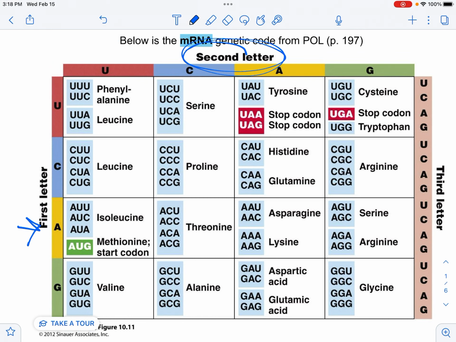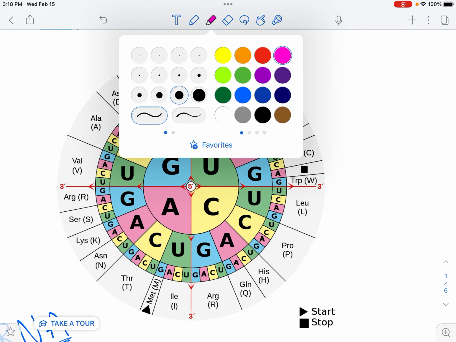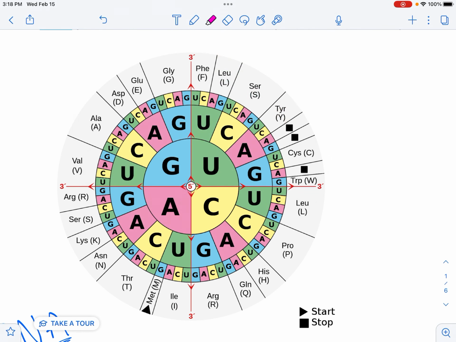Okay. If we wanted to use the code wheel, it's the same idea. I start in the middle though. So A, and that puts me in this quadrant. U, and that puts me in this quadrant. G, right? So that's how to do the code wheel, AUG, methionine, okay?